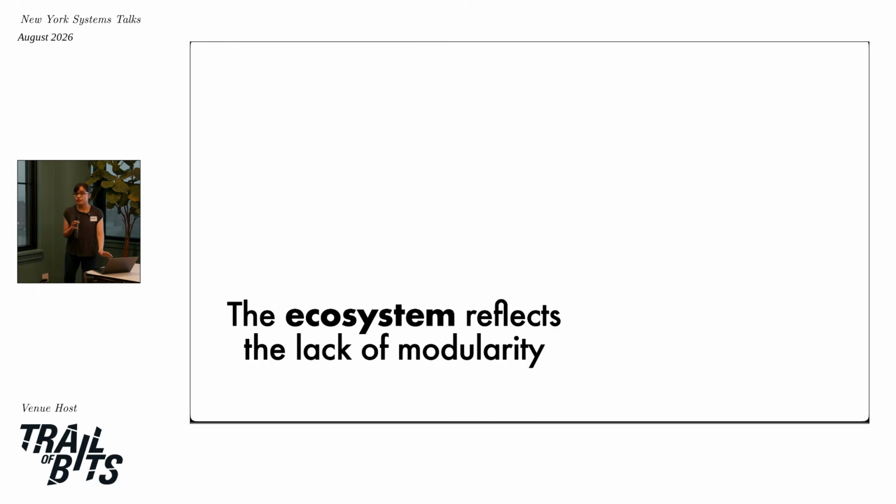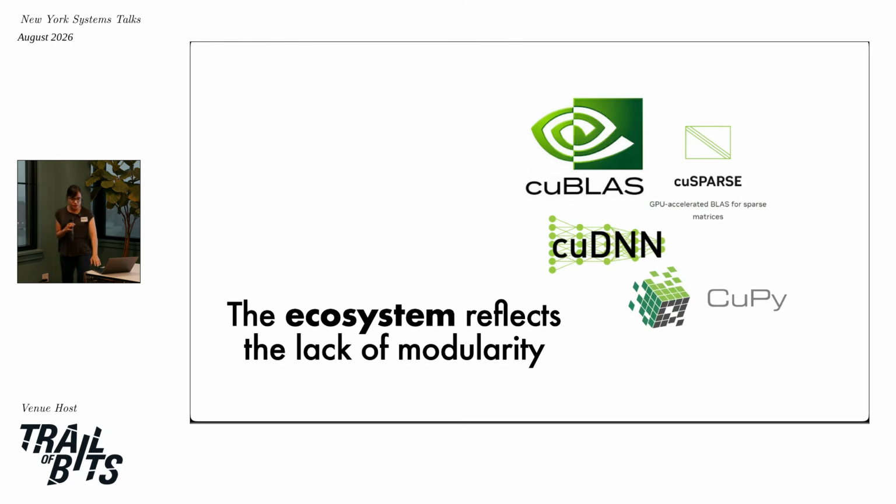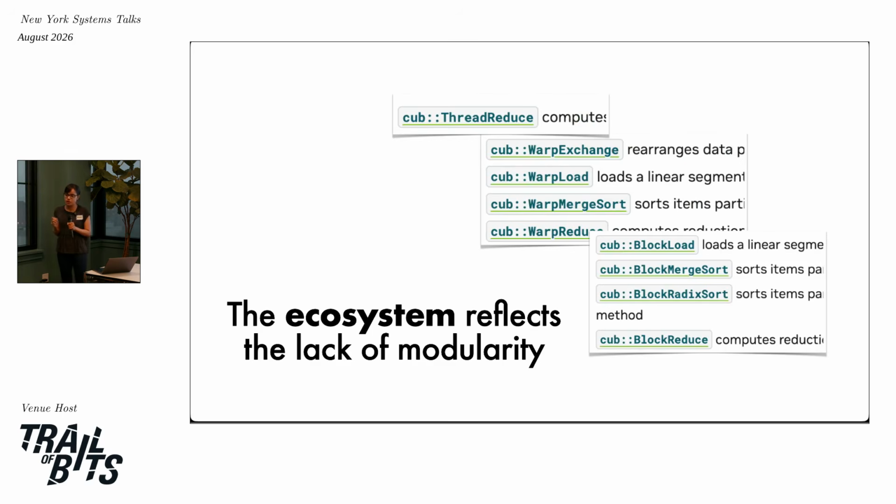So I'd like to argue that modularity is broken in CUDA, and the ecosystem itself reflects this lack of modularity. The ecosystem is already built of a lot of what we call global kernels, so kernels that control the entire machine at once. These things can't be composed with anything anyway. They just hijack your machine.